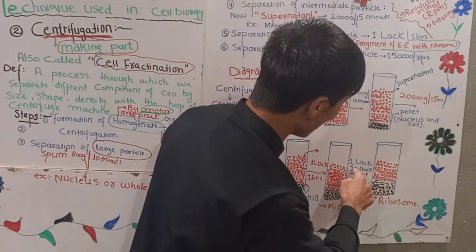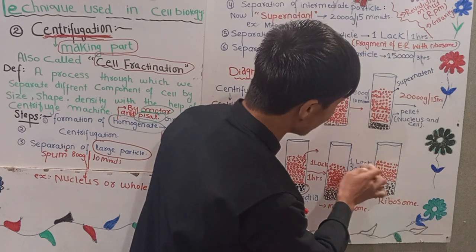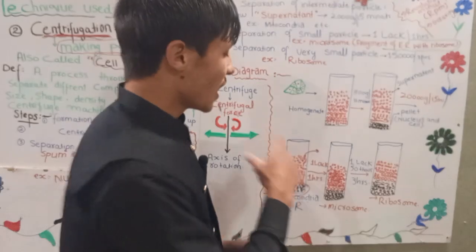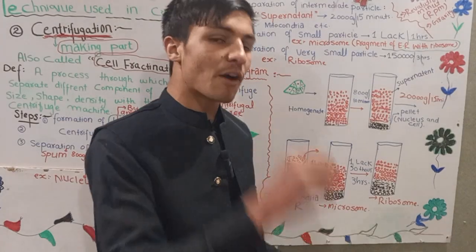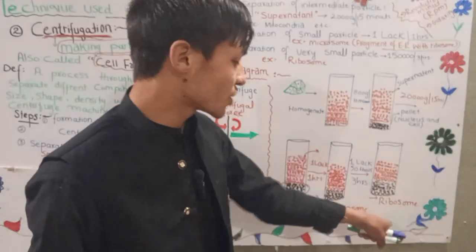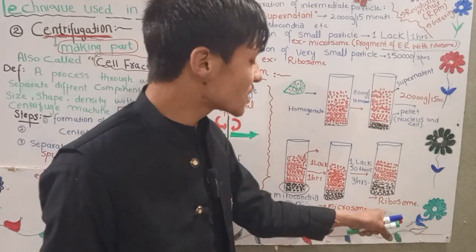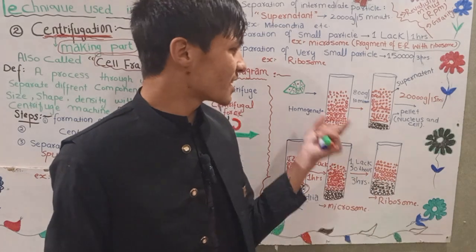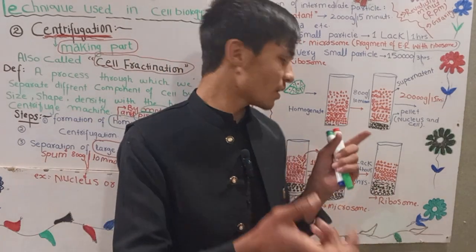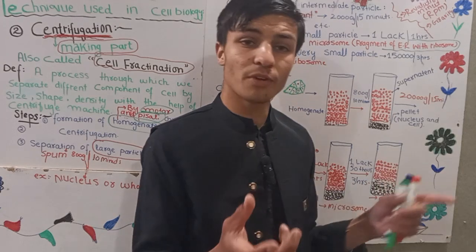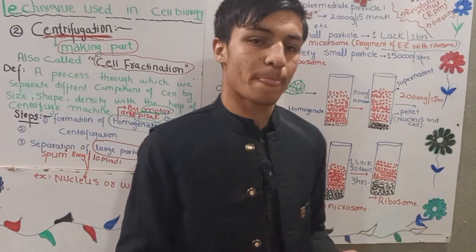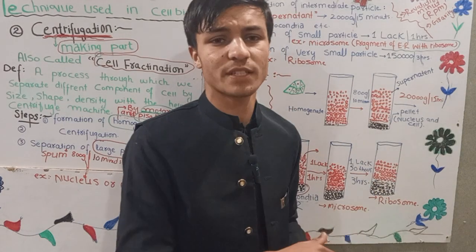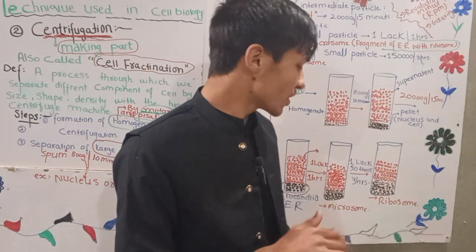After this, we give another apparatus 1 lakh 50,000 gravity speed for up to 3 hours, and we separate a very small organelle known as the ribosome. So at the last we separate the ribosome. In class 11, the centrifugation process goes up to the ribosome. After ribosome separation, we can do other experiments and separate other very small particles with this process.